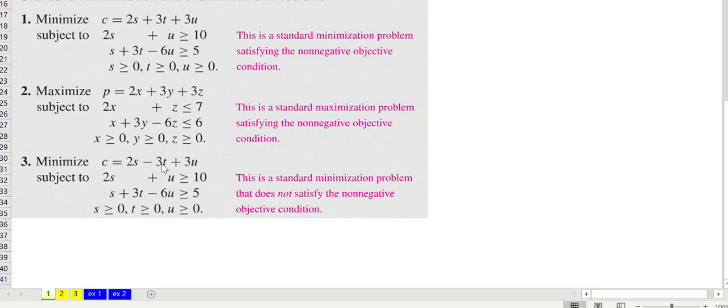In the third example, minimize C equals 2S minus 3T plus 3U. This does not meet the non-negativity requirement for the objective function, even though the inequality symbols are all greater than or equal to. So this is a standard minimization problem that does not satisfy the non-negative objective condition. So those are two different things we want to be looking at when we're doing our problems.